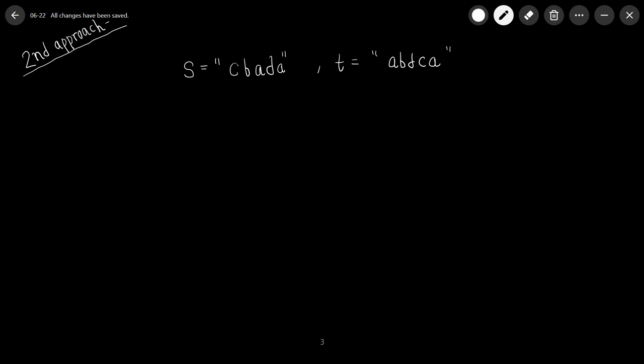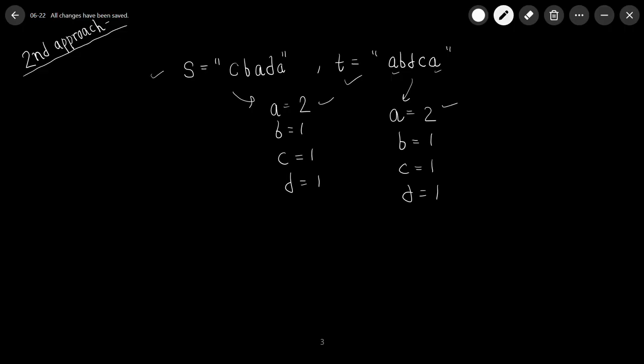Now let's see the second approach. So I've taken another example here. s is this and t is this. So here the frequency of A is 2, B is 1, C is 1, and D is also 1. And here the frequency of A is 2, and B is 1, C is 1, and D is also 1. So frequencies match for every letter, so they are anagrams. So we would return true in this case.